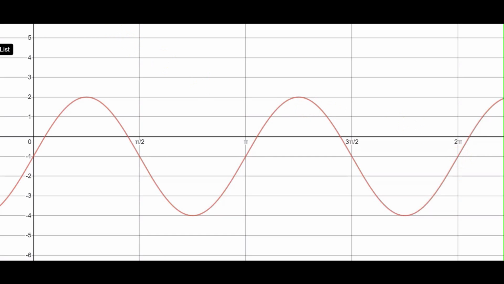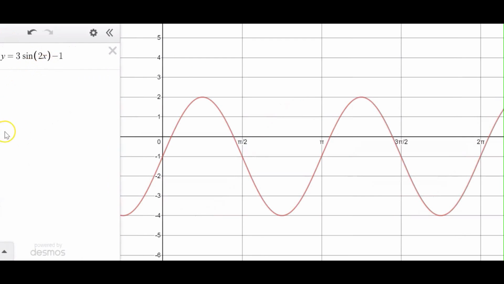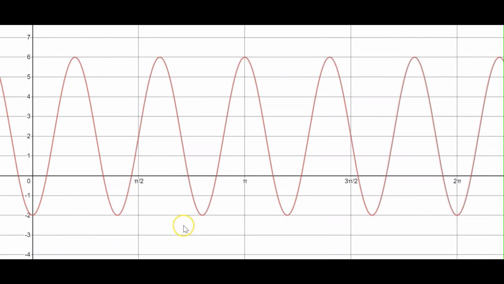All right, so I'm going to bring this thing in the side, and we can sure enough see here, y equals 3 sine of 2x minus 1. Okay, let's try another one. All right, here's another one. Why don't you pause the video and see if you can figure this one out on your own?